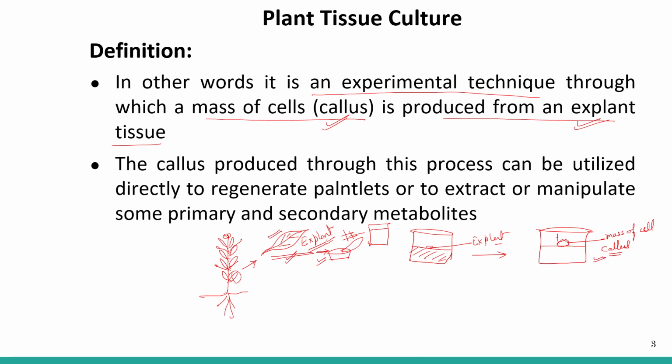Now from this callus, small plantlets come out. So this callus is very important. The callus produced through this process can be utilized directly to regenerate plantlets. These are called plantlets. Or it can be used to extract or manipulate some primary and secondary metabolites. So it is very, very important to understand what is callus and what is explant.